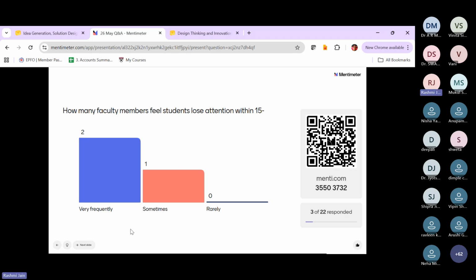I request you to please respond on this question because that will help us discuss this case in more detail. I've got just three responses. Can I just have at least 10 responses, please? You just have to do a poll, that's it.